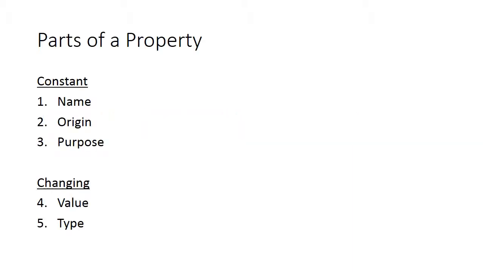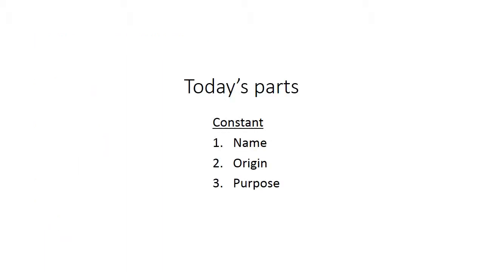Properties have 5 different parts. Some parts of a property change over time, but some will always be the same. Some parts are for the benefit of the programmer, and some are understood by the computer. When someone asks you, "Tell me about that property," there are 5 things to tell them. Today, we'll be looking at the first 3 parts of a property: the name, the origin, and the purpose.